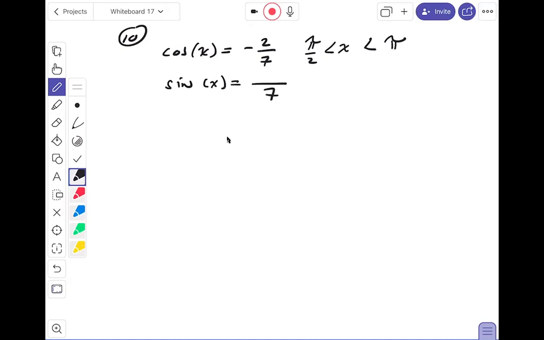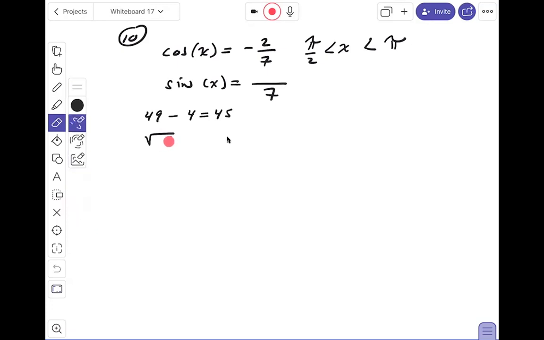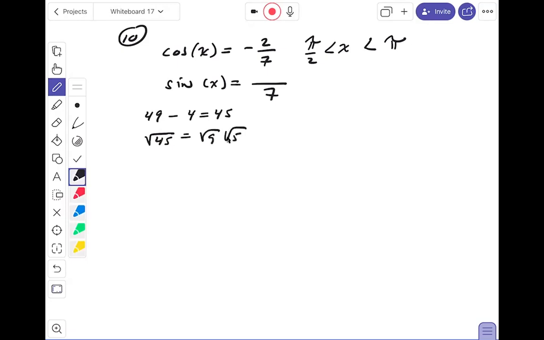What would I do? Pythagorean Theorem, 49. 7 squared is 49, minus a minus 2 squared is minus 4. So that's going to be 45. And certainly I know that this is going to be root 45 over here. And I'll put this over here. Well, that's like the square root of 9 times the square root of 5, which is 3 root 5s.